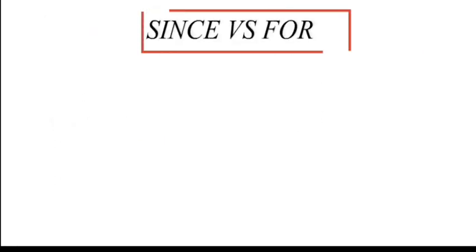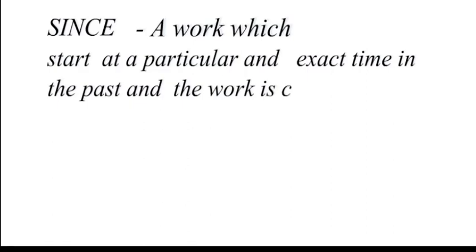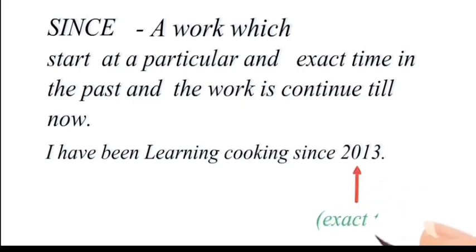Now comes the next set of prepositions, which is since and for. So this one is also a very important and quite confusing pair of prepositions. Since as a preposition of time is used for a work which we start at a particular and exact time in the past and the work still continues. See the example. I have been learning cooking since 2013. So 2013 is an exact time.